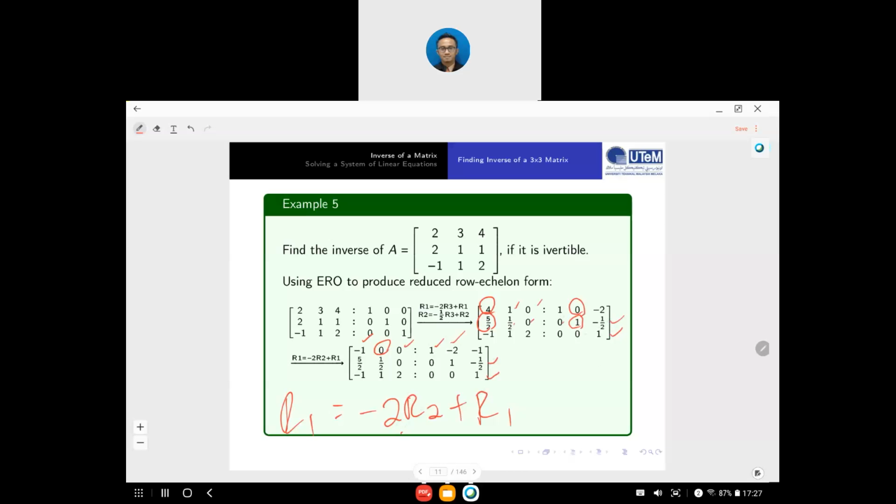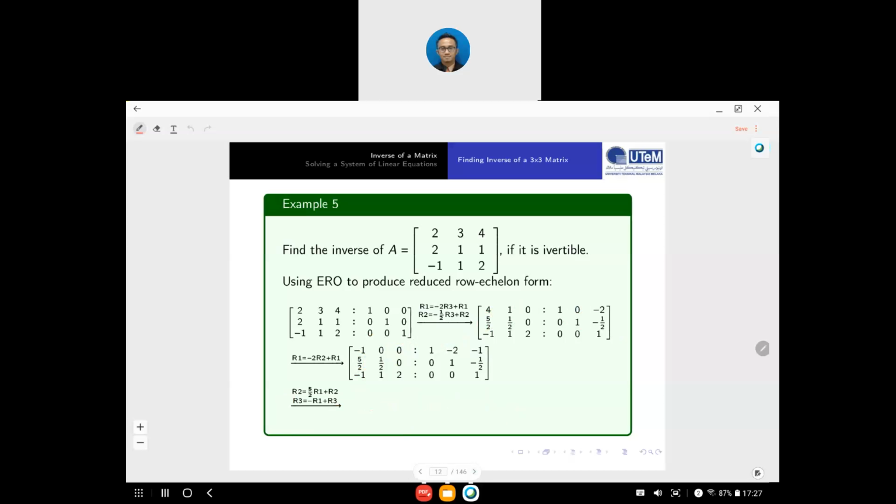Negative 1 over 2 times negative 2, so that one becomes negative 1. Negative 1 plus negative 2 is negative 3. Okay, boleh. Okay, next. The top is already 0. Our target now is this one should be 0, this one must be 0. Okay, so we are using this formula.